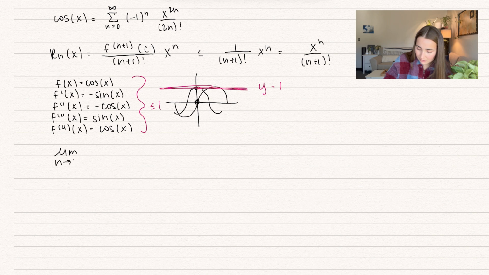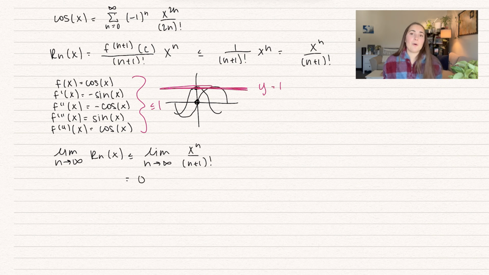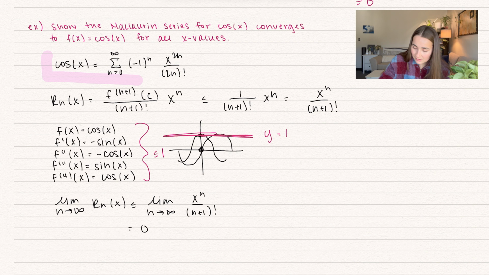So the limit as n goes to infinity of our remainder term is going to be less than or equal to what we just showed. So this is going to be x to the n over n plus 1 factorial. And we just showed that this does equal 0. So this is for sure going to converge to 0. Since we know this goes to 0, then we know this equality is actually going to hold. That cosine of x is well approximated by this power series.